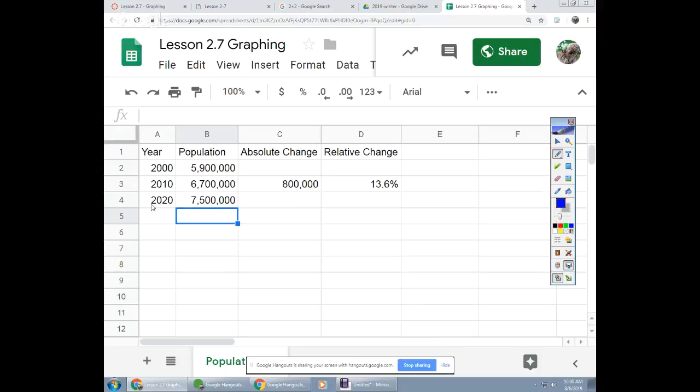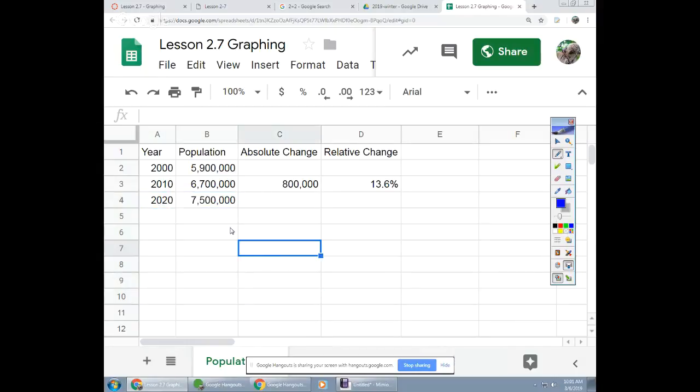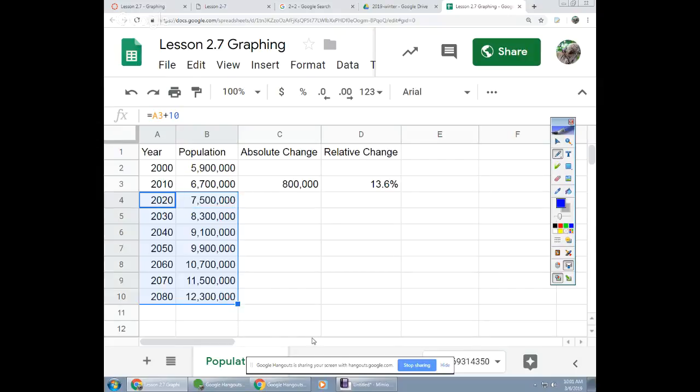All right, so now I'm going to grab both those cells, A4 and B4, and then I'm going to fill that down. And we're going to go way into the future. Let's go into 2080. Again, to make that happen, it's a two-step process. First, you highlight the two numbers, let go of the mouse, and then point to that bottom right corner, and click and fill down. Here we go. So into 2080, I get the population prediction is 12,300,000.